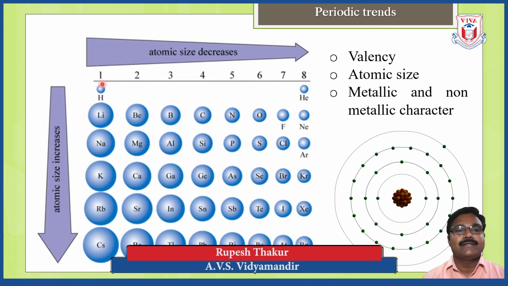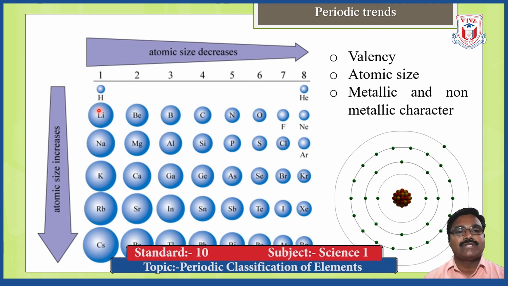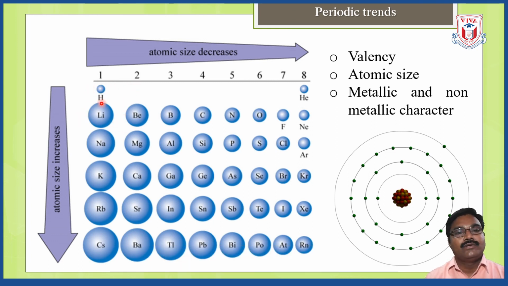Now what happens in groups? We have seen that in groups the number of shells goes on increasing. That means in the first period the shell is 1, in the second period there are 2 shells, and so on. Shells go on increasing. As shells increase, the distance from the nucleus to the electron present in the outermost orbit also increases, and therefore as we move down the group, atomic size also increases.